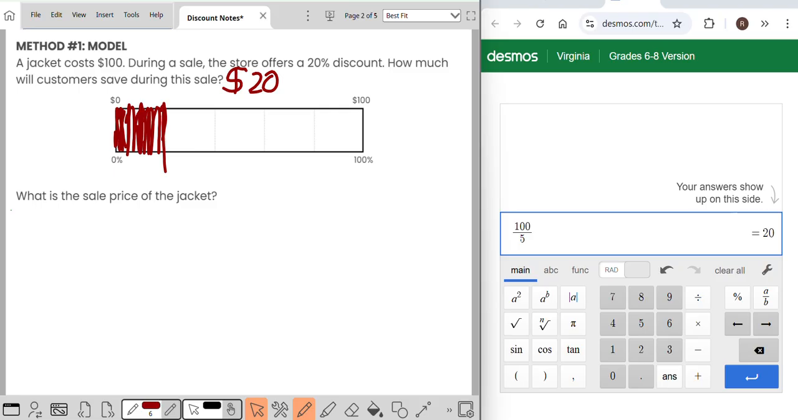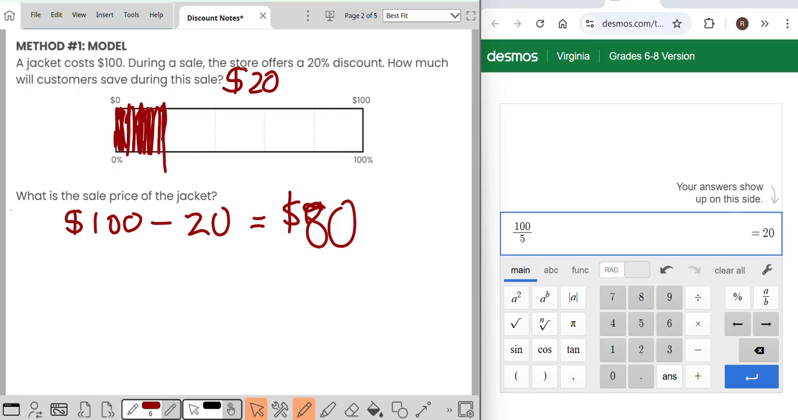Now it goes on to say, what is the sale price of the jacket? Well, you start with the whole price, which is $100, and a sale takes away from that price. You don't ever want to add a discount because then you're paying more instead of less, and paying less is the whole purpose of a discount. So we're going to subtract that $20, which is 20%, and we're going to end up with a sales price of $80. Okay, I'm sorry that was a little messy.